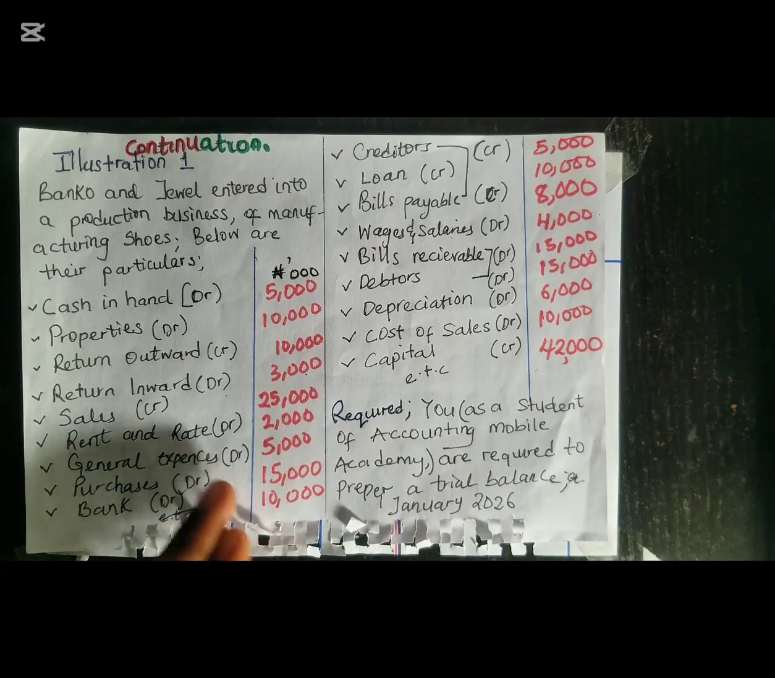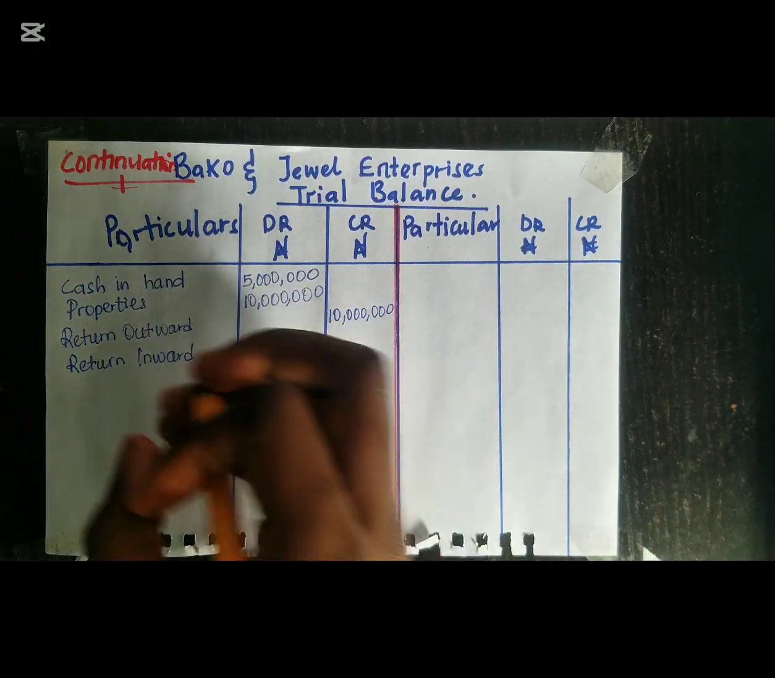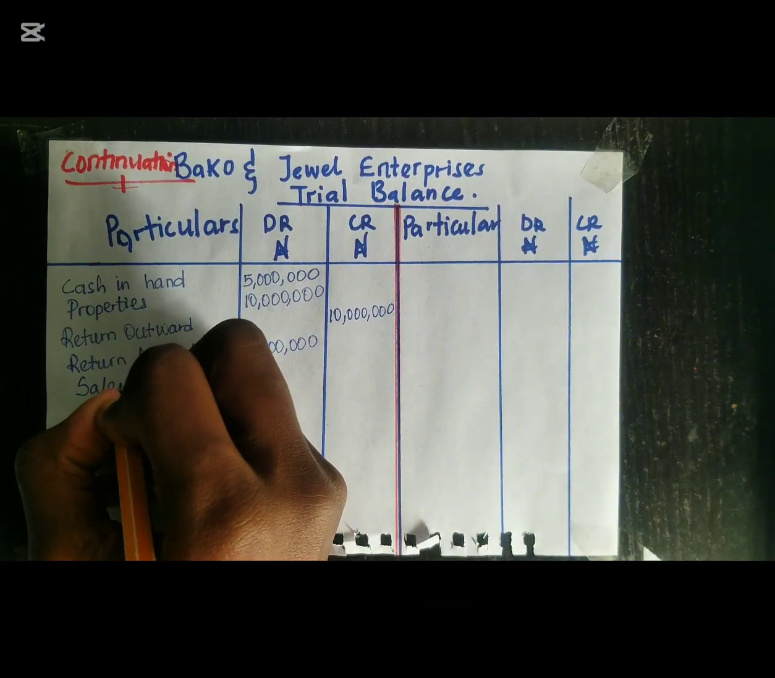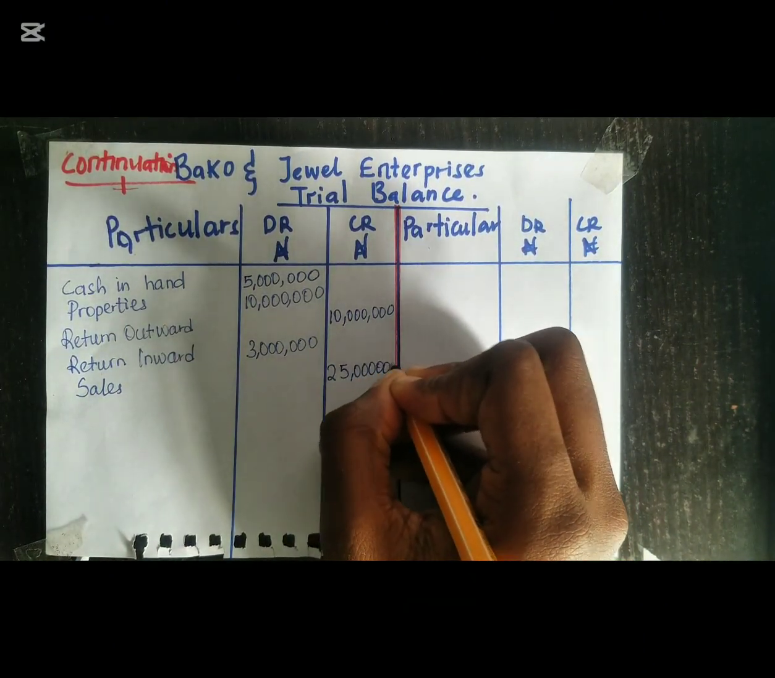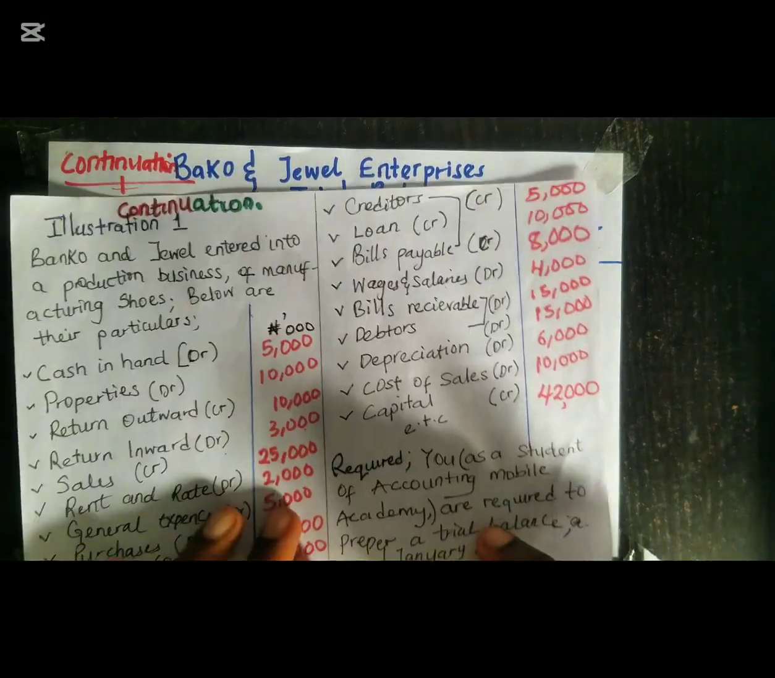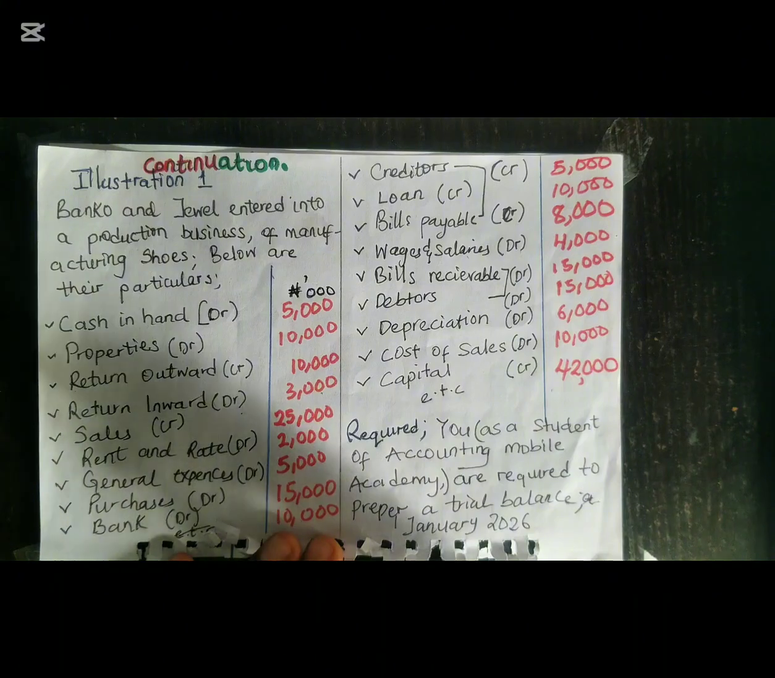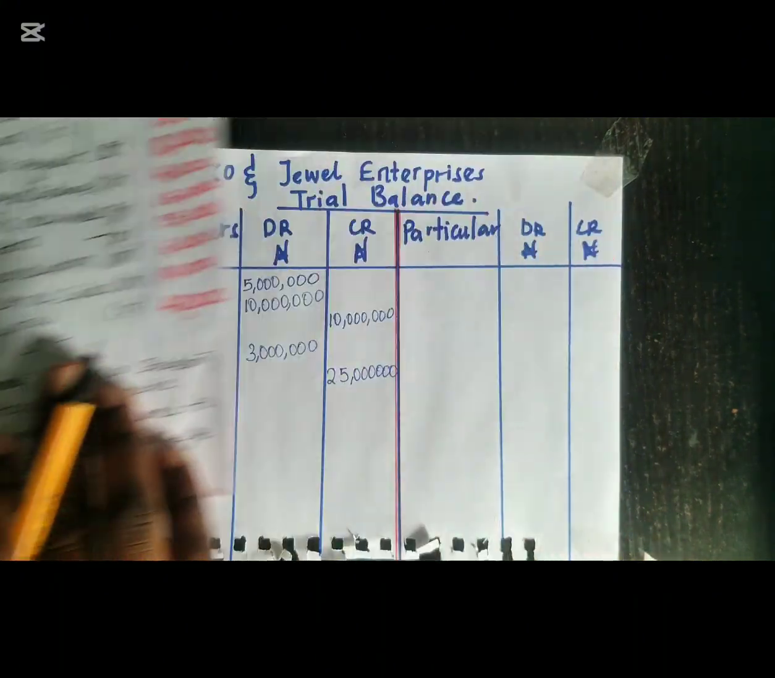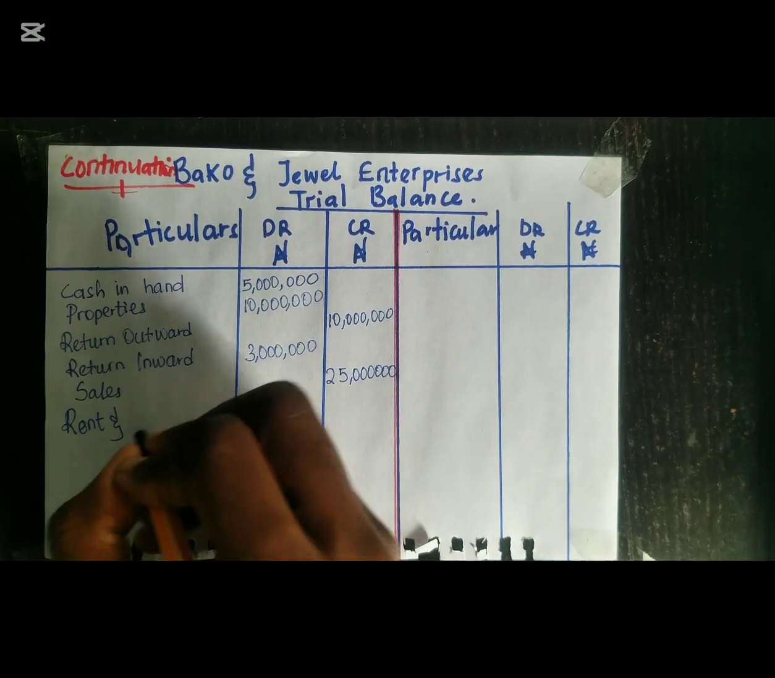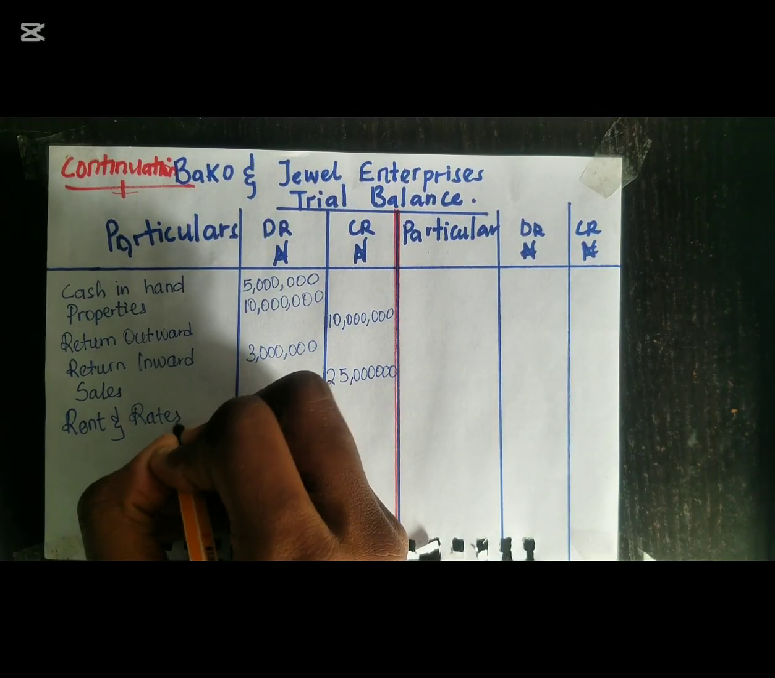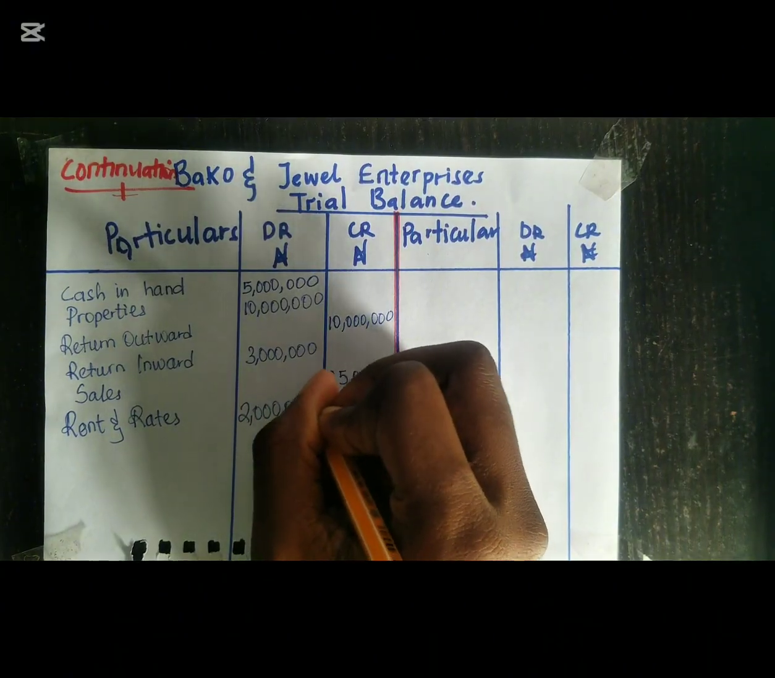Then we have sales. Sales is credited with 25 million naira. So we're going to credit sales, 25 million naira. Next one is what? Rent and rate is debited, because rent and rate is an expense, with 2 million naira. So we have rent and rate, 2 million naira.